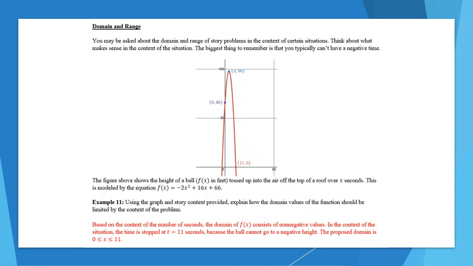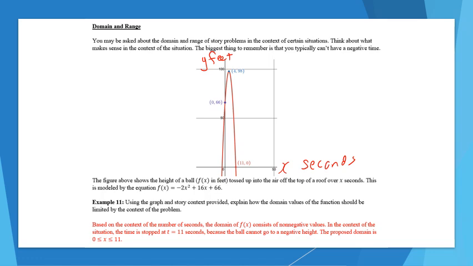So let's work through example 11. Here we have a figure that shows the height of a ball, where the y value is in feet, of the height when it is tossed off a roof over x seconds. So our x variable is seconds here. This is modeled by this equation. Using the graph and the story context provided, explain how the domain values of the function should be limited by the context of the problem.